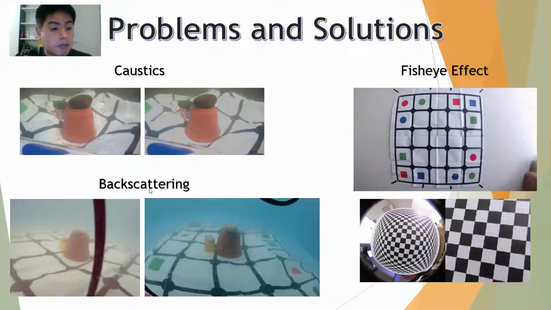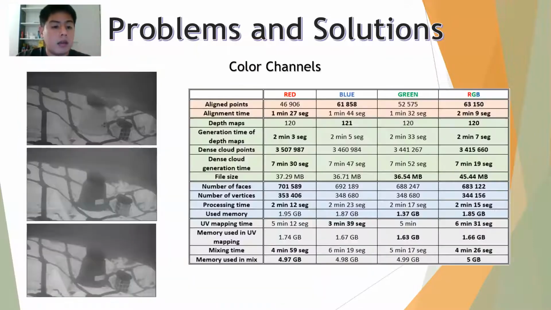And another is the backscattering. Backscattering happens because sea water is about 800 times denser than air. So to reduce the backscattering, when we have an artificial light source, you can take the photo near to the subject or put the light sources as far as possible from the camera.